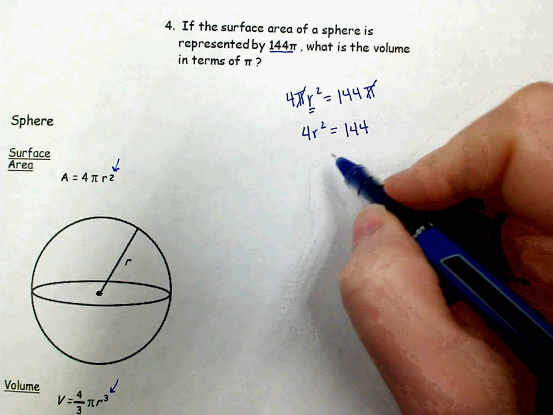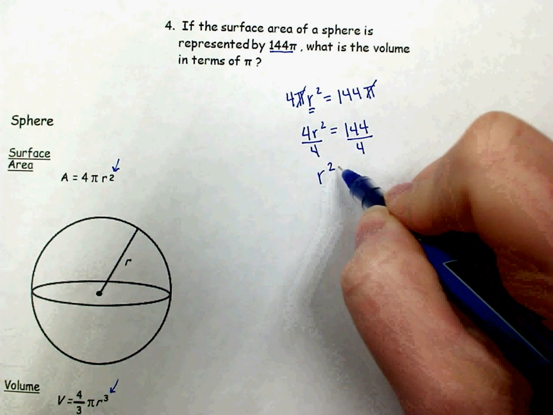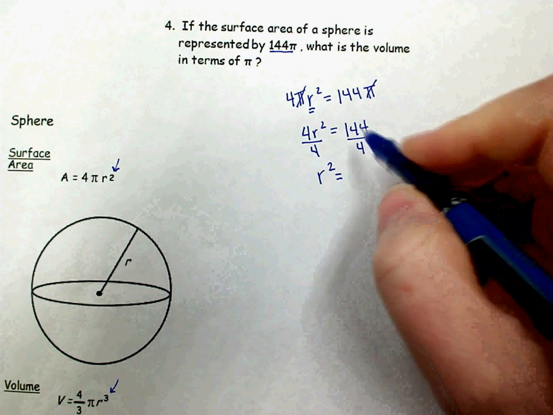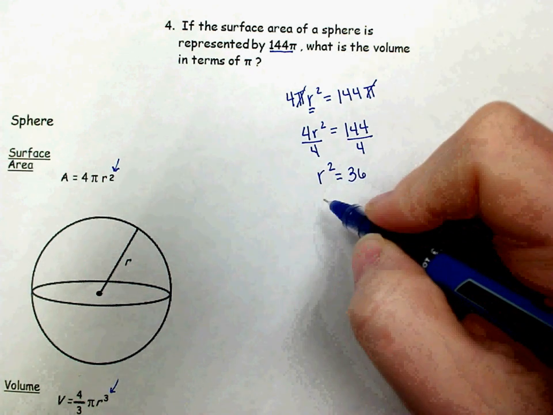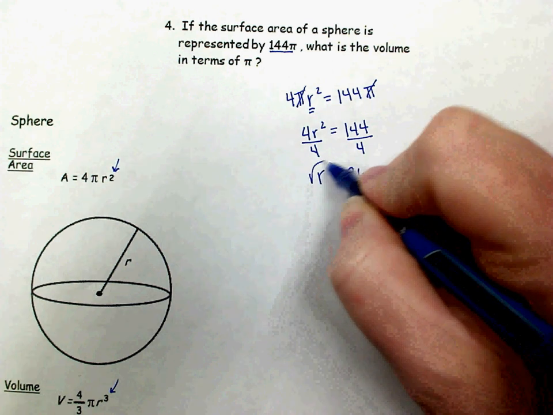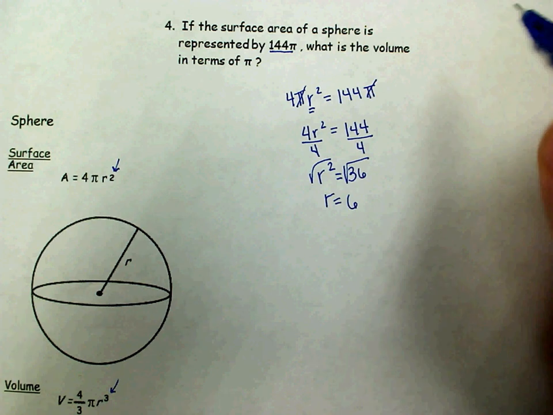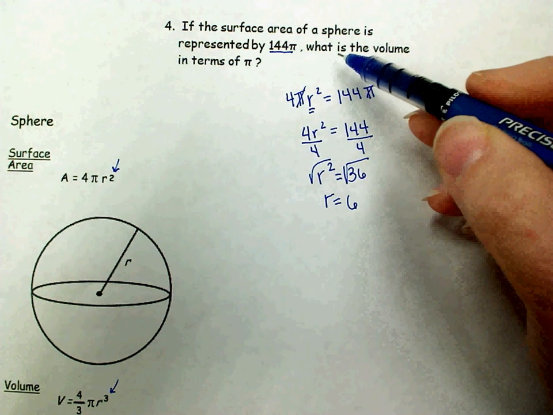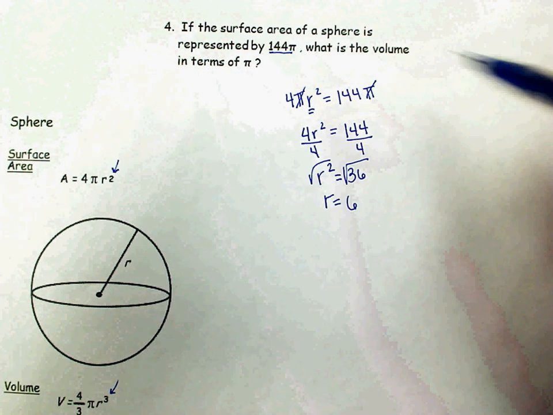So I can divide both sides by 4 to get my r squared by itself, and 144 divided by 4 is 36. So now, to undo squaring, I take the square root of both sides, and I get my radius is 6. Now that doesn't answer the question, but it allows me to answer what is the volume in terms of pi.